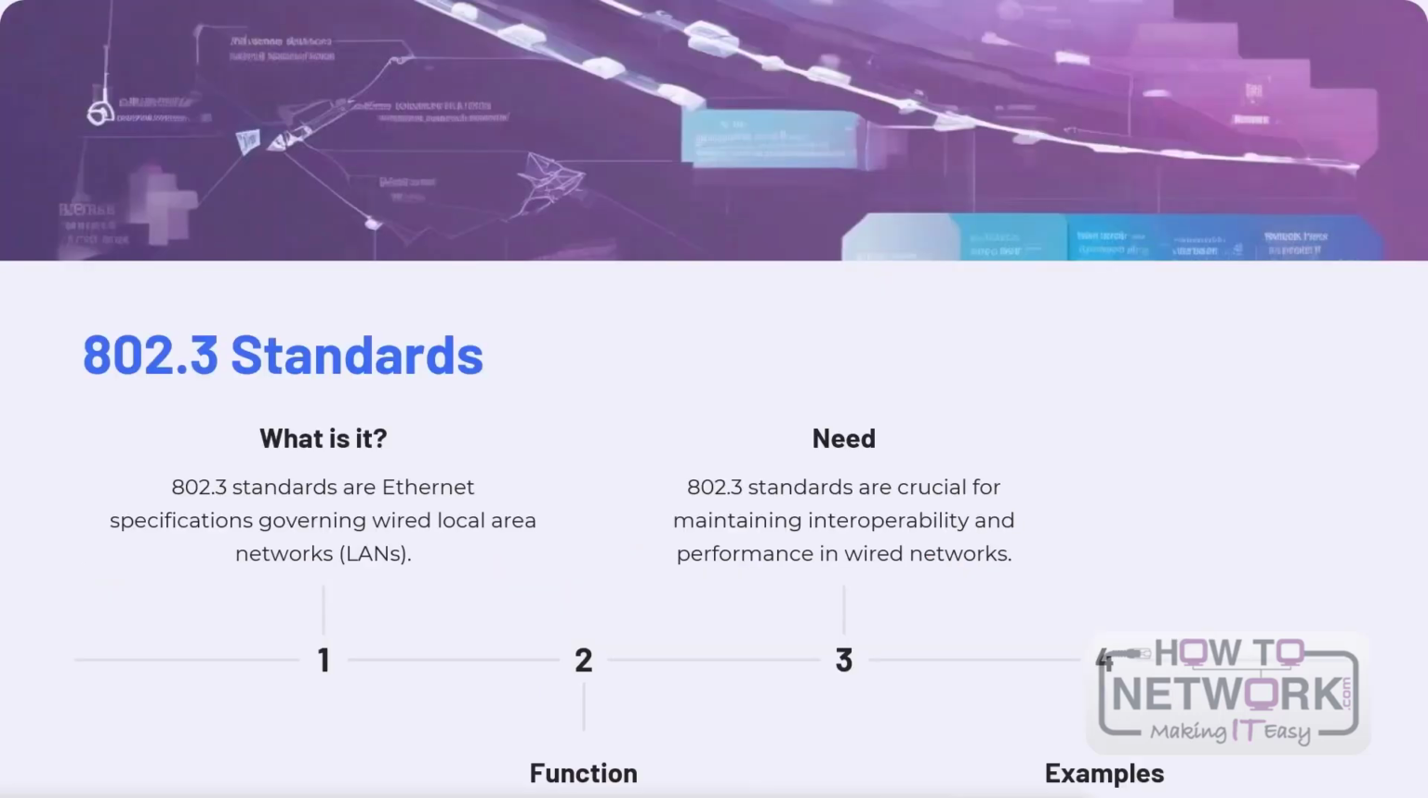So the 802.3 family of standards developed by IEEE governs the specifications for wired local area networks. These standards are essential for ensuring interoperability and compatibility among various devices and components within a wired network infrastructure. 802.3 standards are designed to streamline communication within wired networks, ensuring seamless data exchange between connected devices, and they define crucial aspects such as the physical layer characteristics.